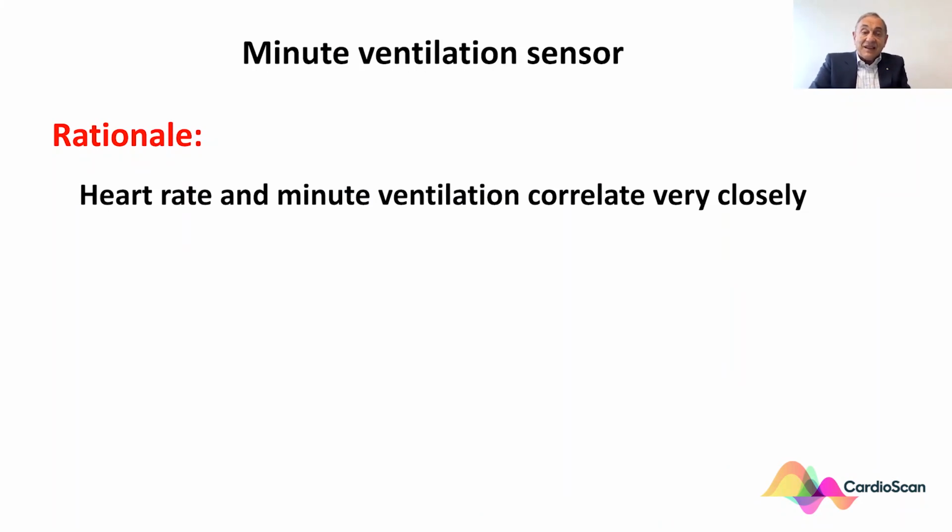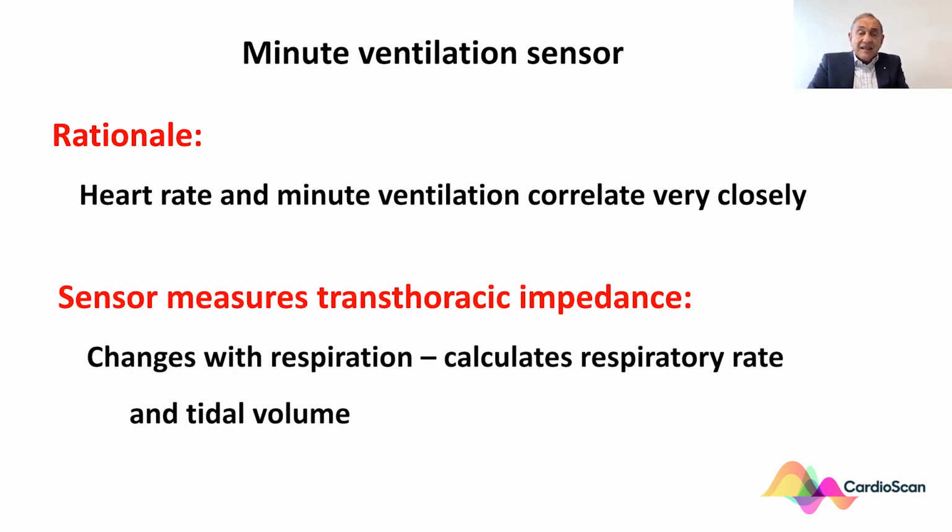What about the minute ventilation sensor? The rationale is that heart rate and minute ventilation correlate very closely. So we can use changes in minute ventilation to drive a pacemaker. The sensor measures transthoracic impedance. And these changes in transthoracic impedance occur as a result of changes in respiration, both in the tidal volume and respiratory rate, the product of which is minute ventilation.